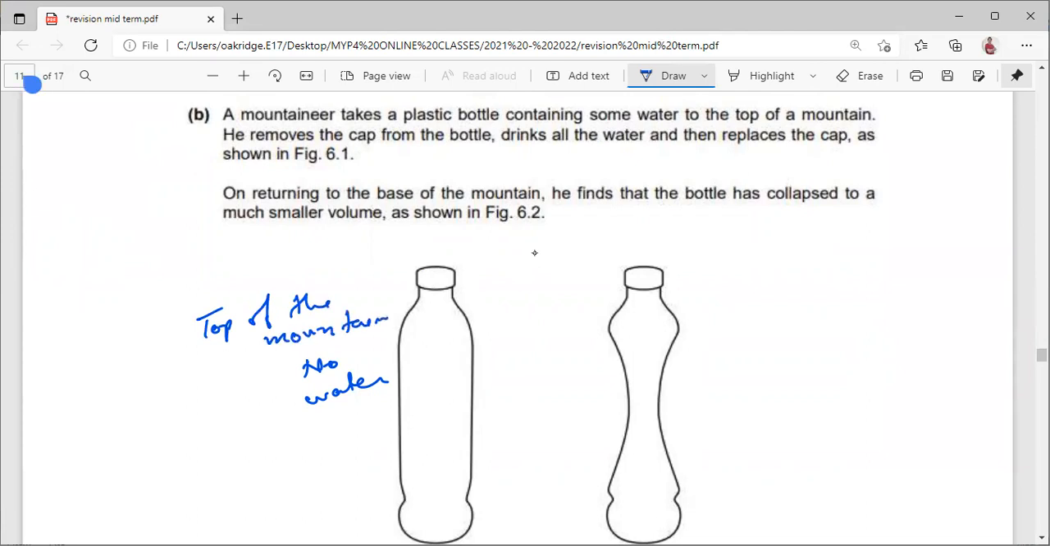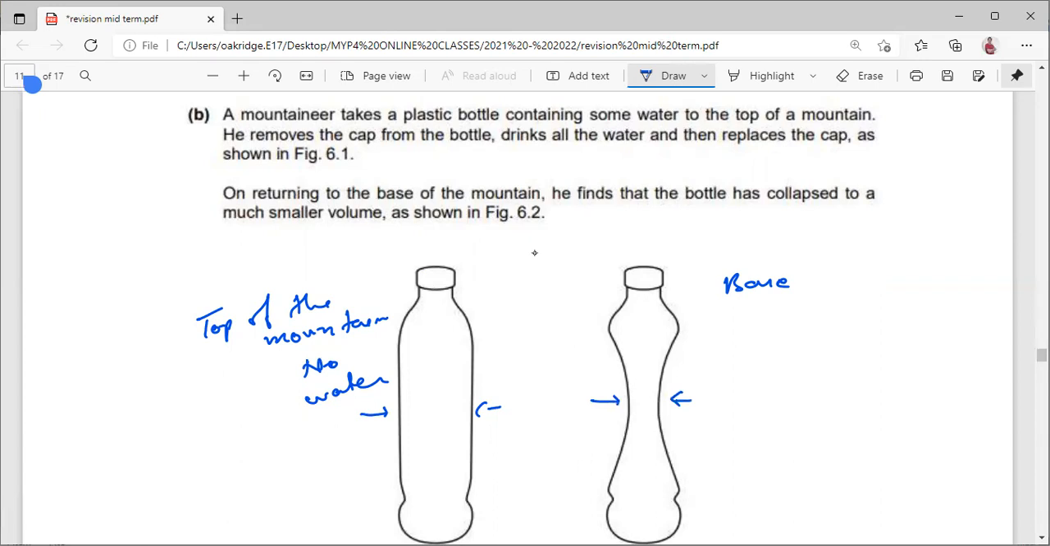And returning to the base of the mountain. Now he has come to the base of the mountain. Base. And he finds that the bottle has collapsed to a much smaller volume, which means somebody has pressed here like this, right? Okay, he did not press it. When he was at the top of the mountain, this is the condition of the bottle. When he came down, he observed that it has been pressed like this.